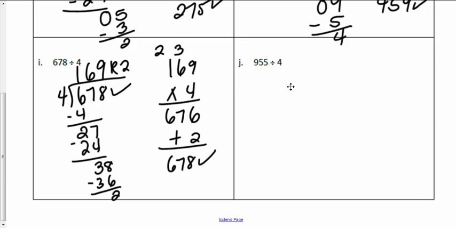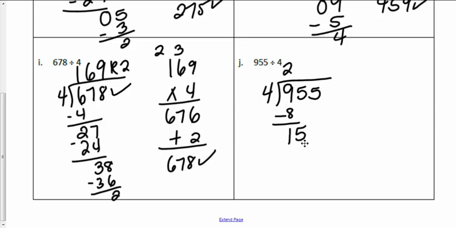All right, so last problem like this. I'm going to take 955 divided by 4. If you haven't felt confident enough to try any of these by yourself, I want you to try this one by yourself and see if you can do it, and then come back. All right, so I know 2 times 4 is 8. 9 minus 8 is 1. I'm going to add my 5 tens to that. When I take 15 and divide it by 4, that gives me 3.